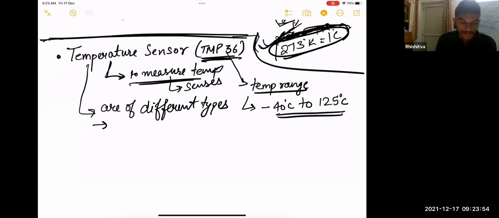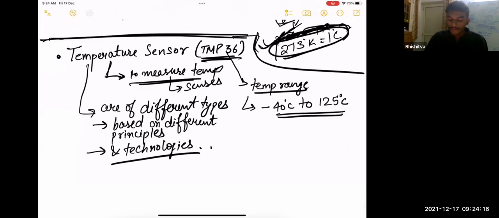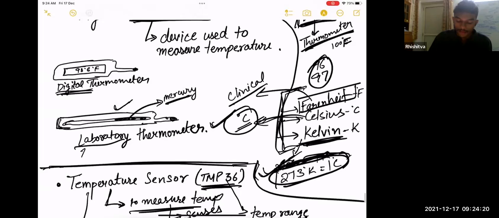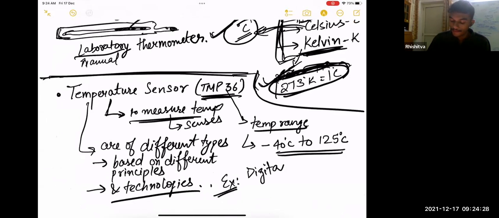So it is based on principle, okay. It is based upon different principles and technologies, okay. For example, I have already shown you the laboratory thermometer, the manual one, and the digital thermometer. These are two different types of thermometer.